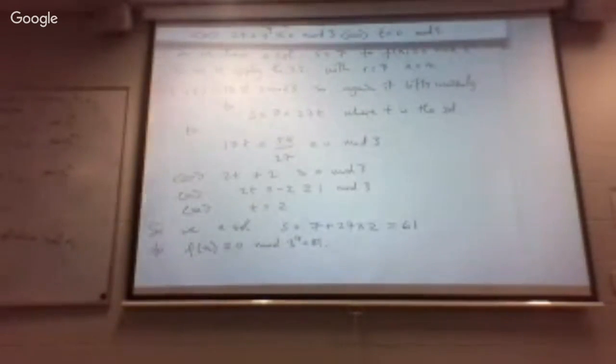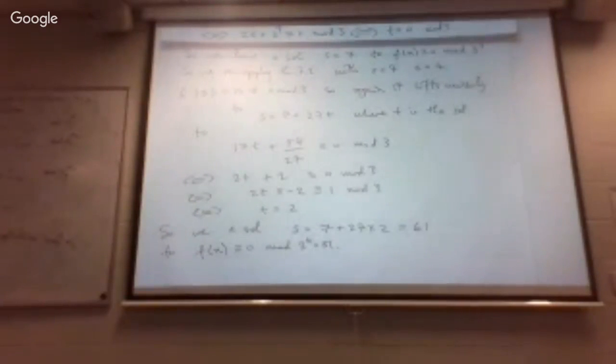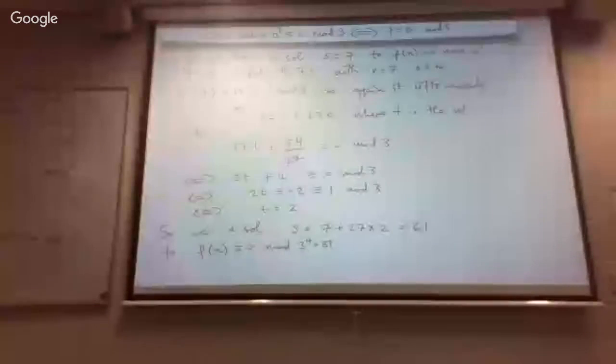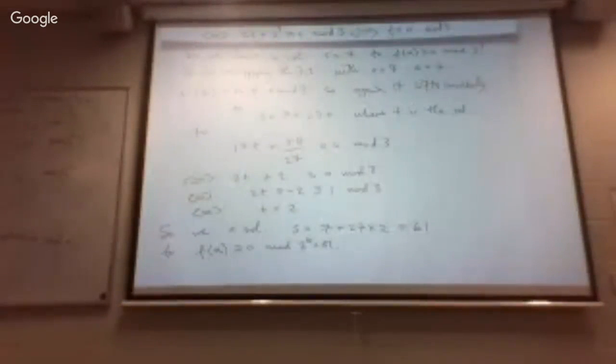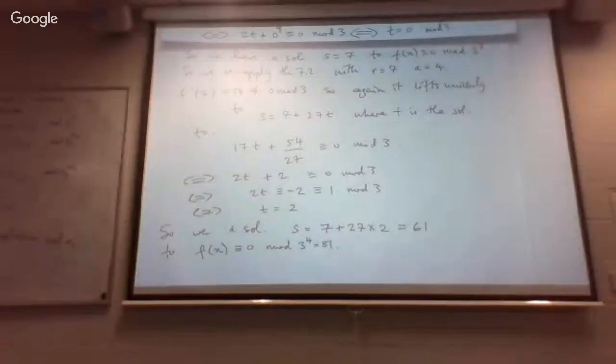So that's the lifting process, where we start with solutions to the problem modulo 3, and using theorem 7.2, it tells you how to lift them, how to associate new solutions to that previous solution to the next highest power of the prime.